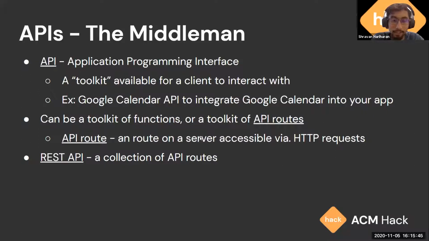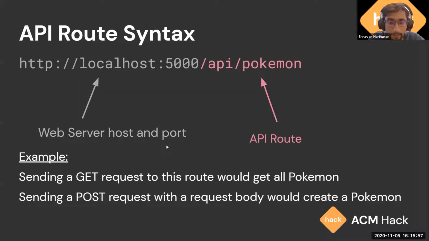So we talked about API routes, and a REST API, which is what we're going to be building, is basically a collection of API routes. We can have a look at some API route syntax. Here we have two main parts: the web host and the port. The port is just a specific location on the host that defines where exactly the API is. Like 5,000 is an arbitrary number that most APIs happen to use, but you can use any number really. 3,000 and 8,000 are also common ones.